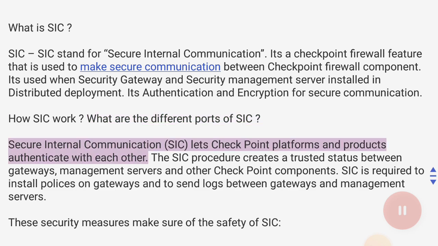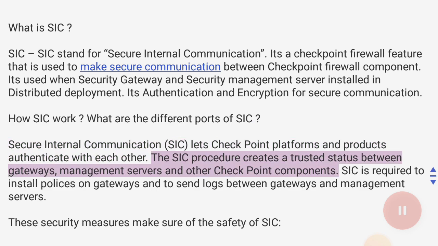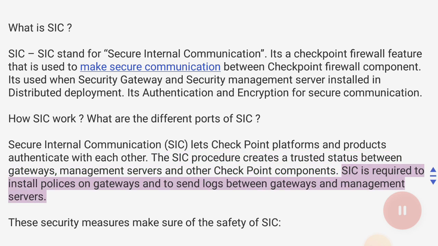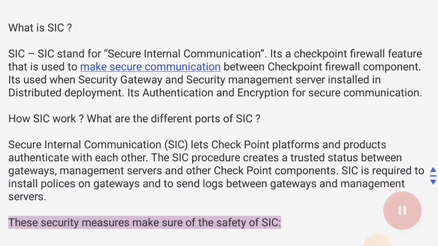Secure Internal Communication. SIC lets Checkpoint platforms and products authenticate with each other. The SIC procedure creates a trusted status between gateways, management servers and other Checkpoint components. SIC is required to install policies on gateways and to send logs between gateways and management servers. These security measures make sure of the safety of SIC.